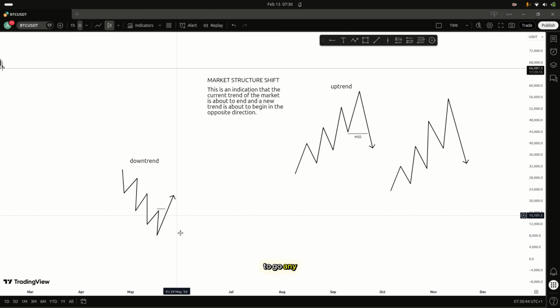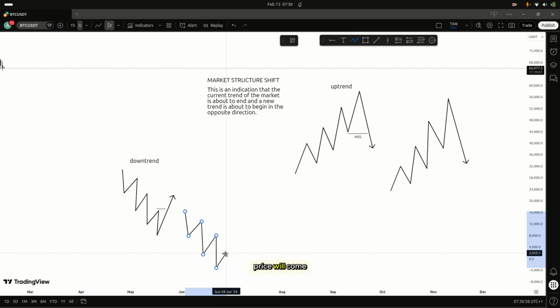I don't want to go any lower, because if I wanted to go any lower, I would respect the structure, lower highs, lower lows. Price would come and give a lower high here and reverse, right? And continue in the direction. But price now came and broke this previous high. This right here is a market structure shift.